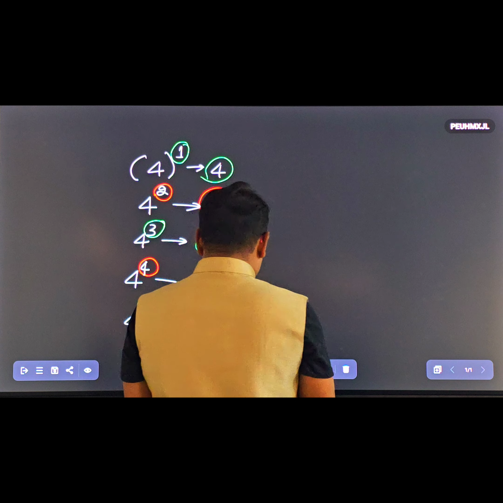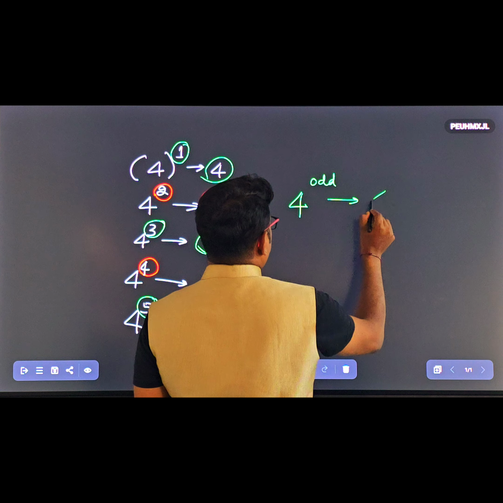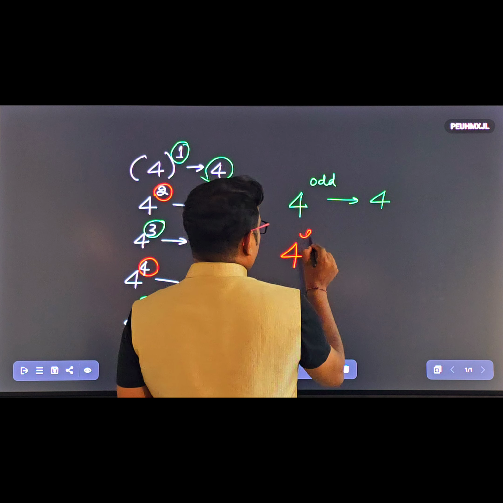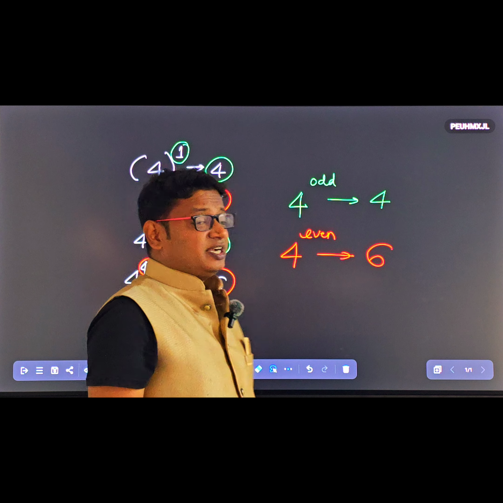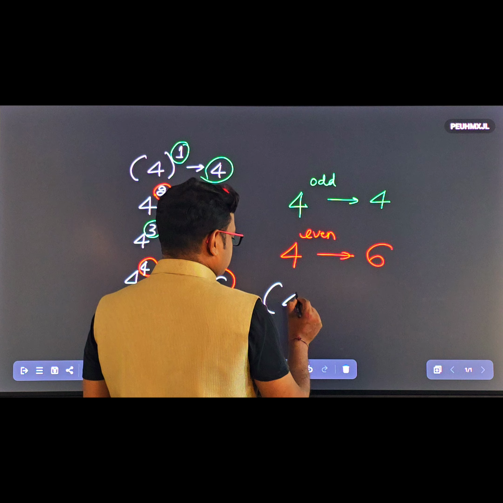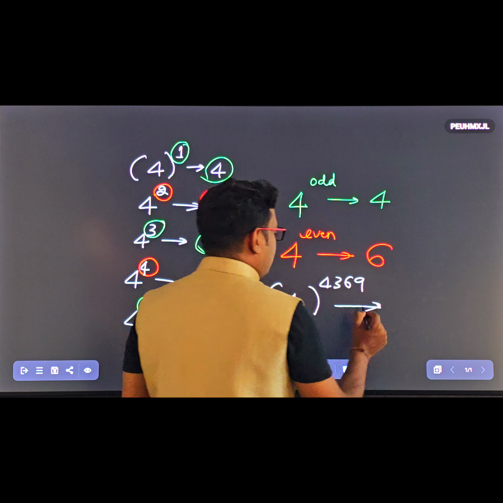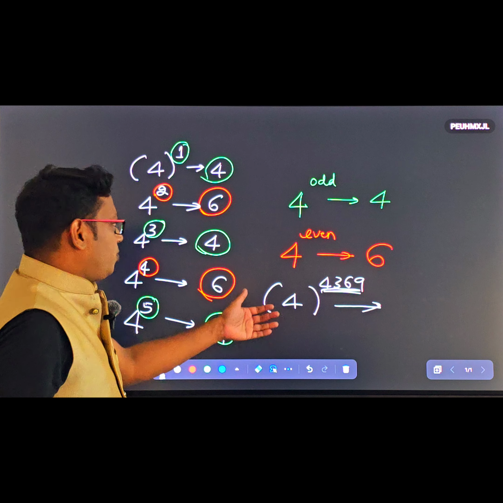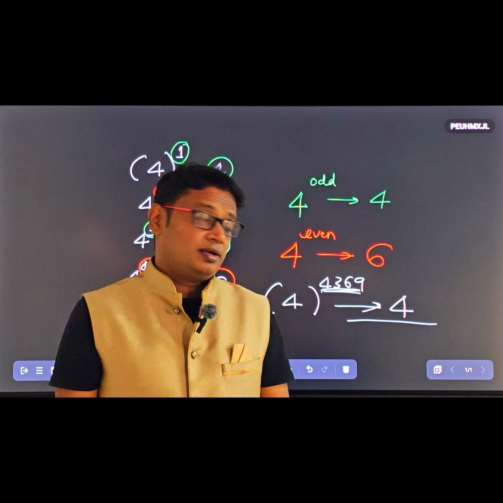Please see here. 4 power odd number means we will be having 4 in the units place. If we have 4 power even number, then we'll be having 6 in the units place. That's all. Game is over. Now, in your exam, if they give a question like 4 to the power of 4369 and they ask what is the unit digit, see here, this is an odd number. 4 power odd number is 4 in the unit digit. That's it. Game is over.